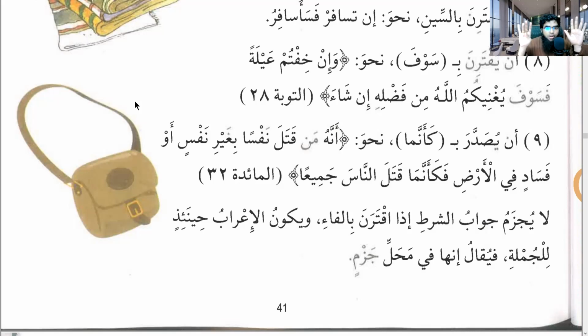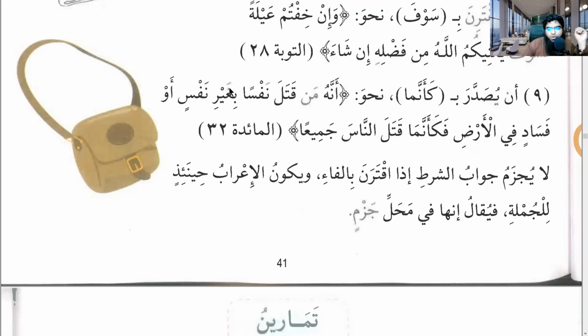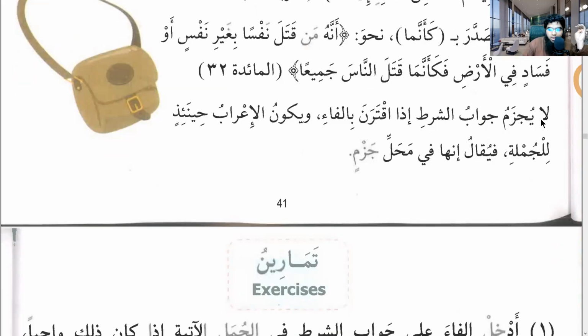Stress, 2 futures, Ka'annama. 9 of them, like this. Alhamdulillah. 9. Even if you don't remember, it's okay. That's not a big deal. But when you notice this fa, you can see, oh, why did this fa come? And you can identify, inshallah. La yudzamu jawabu shart. So whenever fa comes, the jawabu shart is not made majzoom. The fa is a wall. إذا اقترن بالفاء.